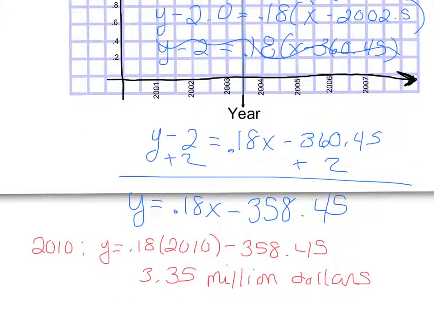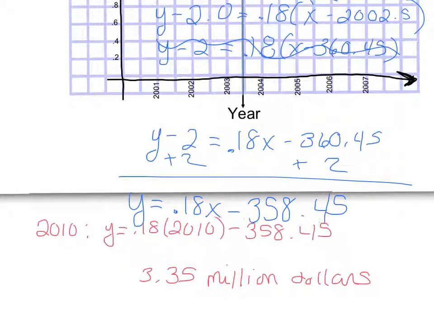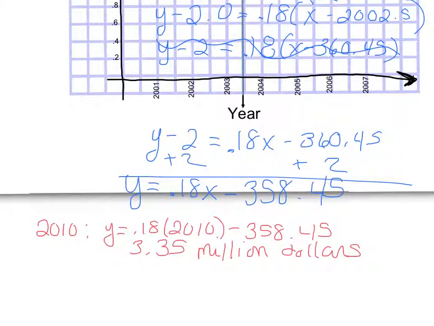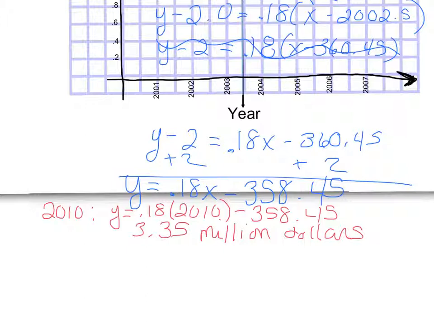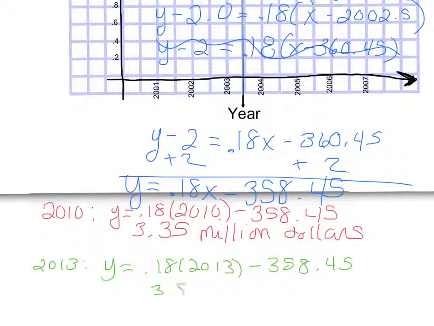And then again, predicting, the other one I was supposed to predict was the 2013 cost. And I'm out of room on my page. Let's see if I can just move everything up a little bit. So then in 2013, again, the year is my independent, my x value, so I plug that into my equation I found. And again, I can use my calculator, 0.18 times 2013 minus 358.45, and I get $3.89 million.